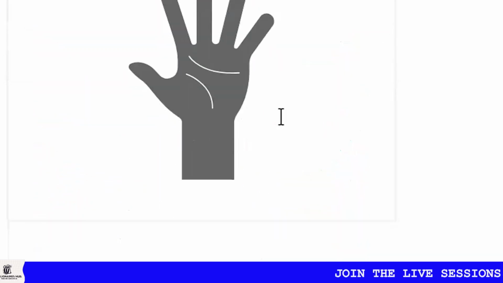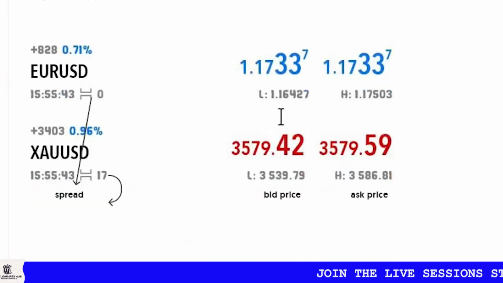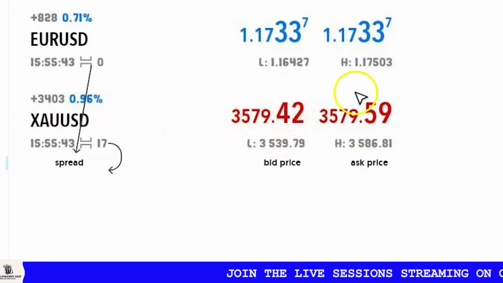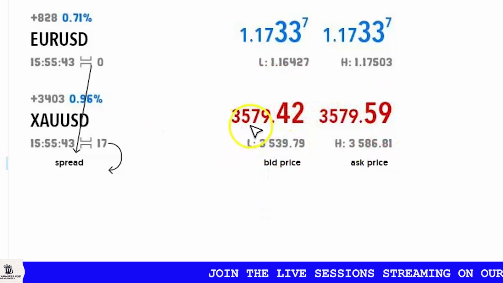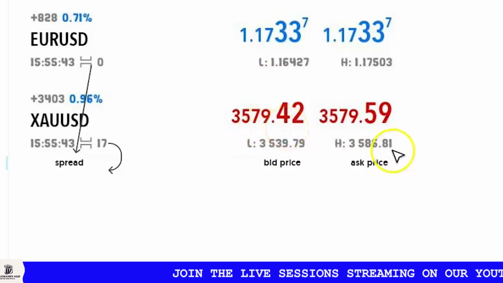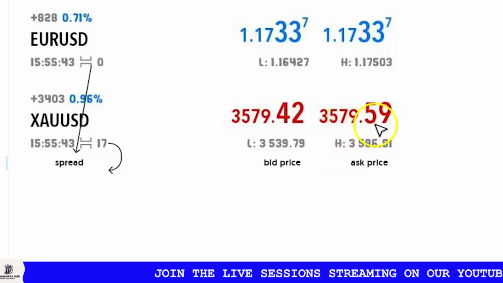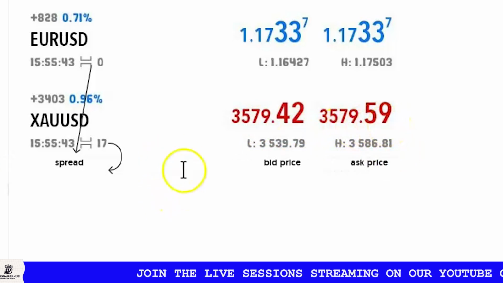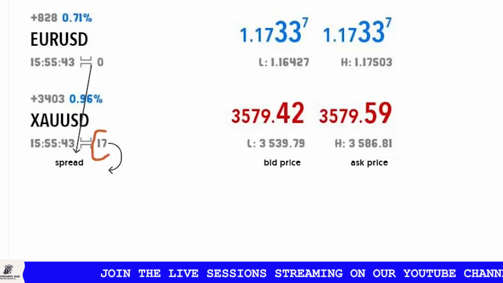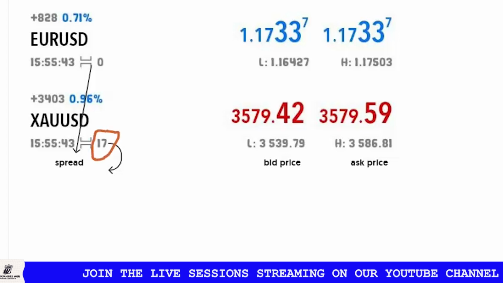Let me give you an example of that. In this case, as you can see, we have this currency pair, XAU USD, also known as gold. The bid price at the time we extracted this image was 35.79.42. The ask price was 35.79.59. So the difference, which is indicated here, that is 17, becomes the spread.